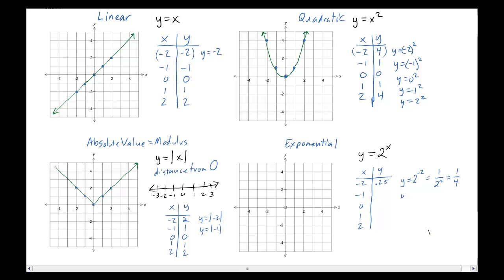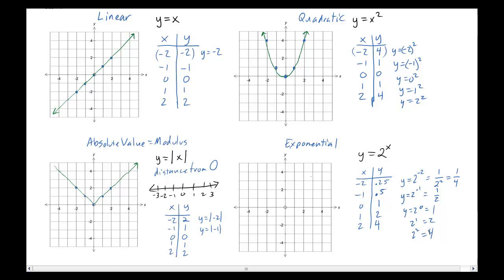Okay? We do the same thing with negative 1. Y equals 2 to the negative 1, which is 1 over 2, which is 1/2, or 0.5. Y equals 2 to the 0, and we know that anything to the 0 power is 1. And then 2 to the first power would be 2, and 2 squared would be 4. And so we've worked it out, right? We've got the points here, so let's see what this one looks like. And it's going to be different from the other three.